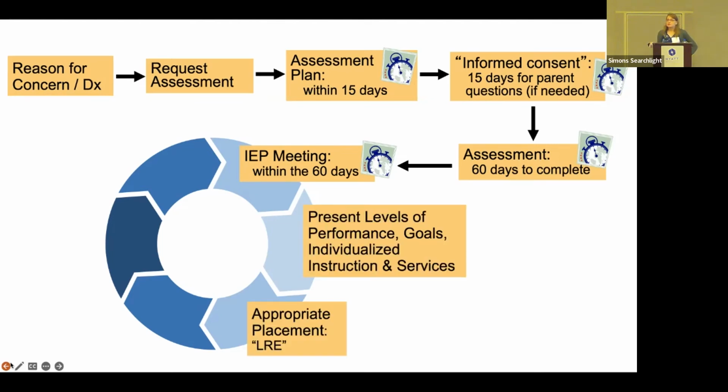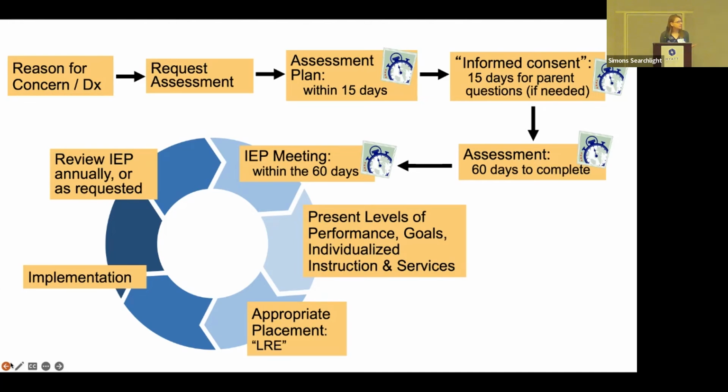If they determine after the assessment that the child meets criteria and is eligible for an IEP, everyone's going to figure out the child's current level of ability, called present levels of performance. Then we're going to figure out their goals. What do we want them to be working on for the next year? What sort of individualized instruction and services will be necessary to meet those goals? And then we're going to determine what the appropriate placement is in the least restrictive environment. Then that plan is going to get implemented for a year.